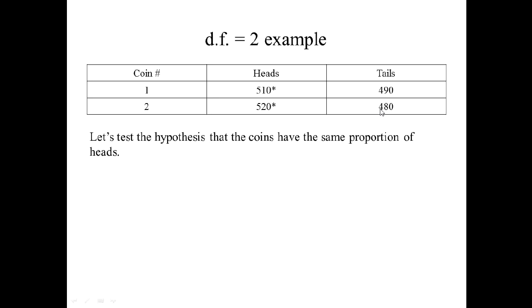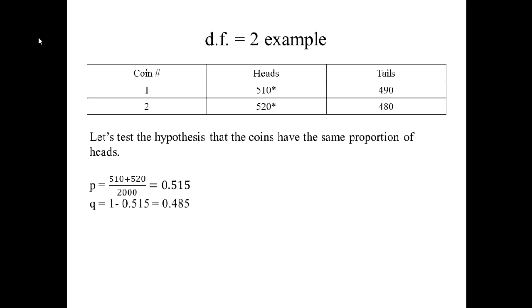So I think the hypothesis is also quite intuitive. Let's hypothesize that the coins have the same proportion of heads. That's to say that they're equally fair, that there's no coin that's giving more heads or fewer heads than the other one. So notice this isn't testing a hypothesis that they're both producing 50% heads, 50% tails. This is just saying that they're producing the same proportion of heads.